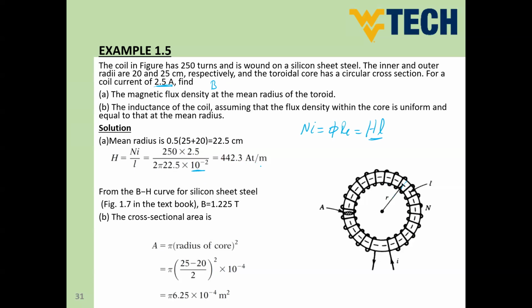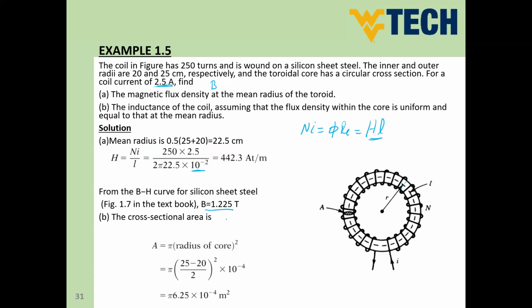If you need the amount of magnetic flux density, you have two options. Either use the magnetic permeability, if it is given, or use the BH curve. Here, the permeability is not given. However, the material is defined. So the material here is mentioned, it's silicon sheet steel. So we can go to the silicon steel curve and get the value of B corresponding to H equals 442. If you do that, guys, you will get the amount of flux density equals 1.225 Tesla.